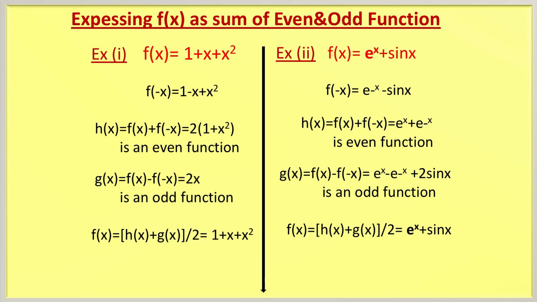So any function f(x) can be written as the sum of an even function and an odd function. That is f(x) is equal to h(x) plus g(x) by 2, where h(x) is always even. What is h(x)? h(x) is nothing but f(x) plus f of minus x, g(x) is nothing but f(x) minus f of minus x. So here we have taken 2 examples, and we have verified that any function can be written as the sum of an even function and an odd function. Similarly, you can take any example.